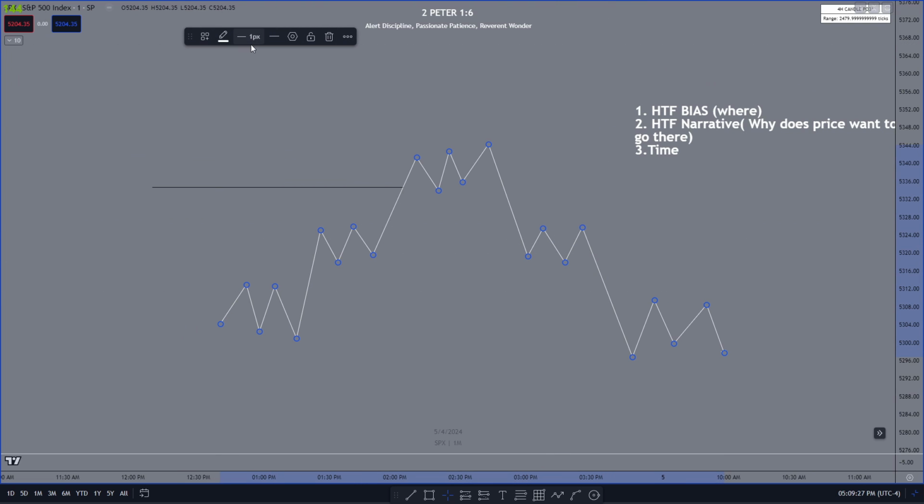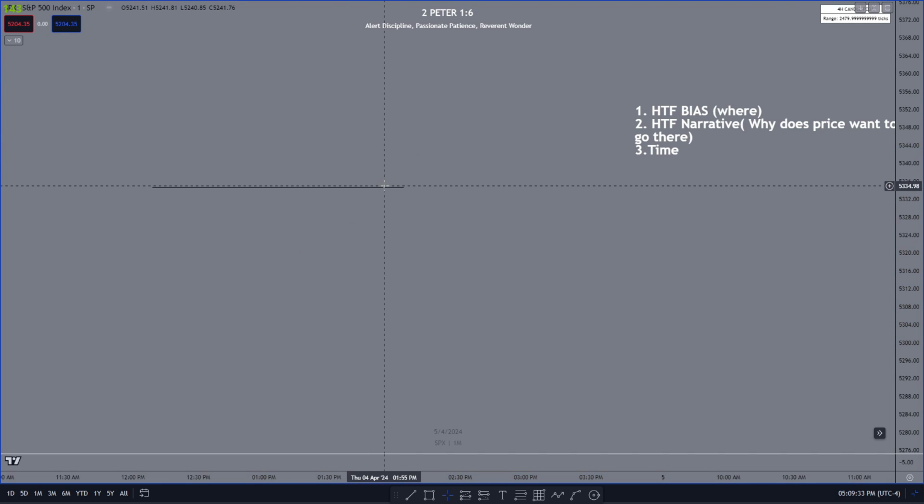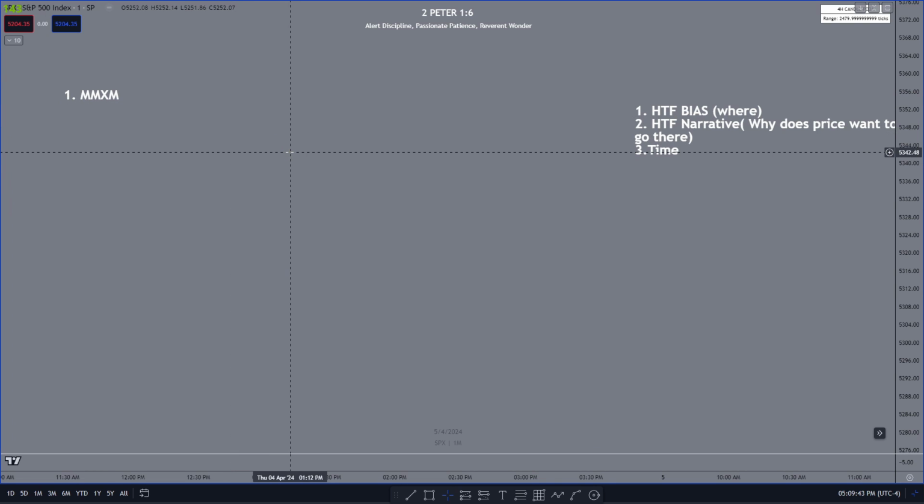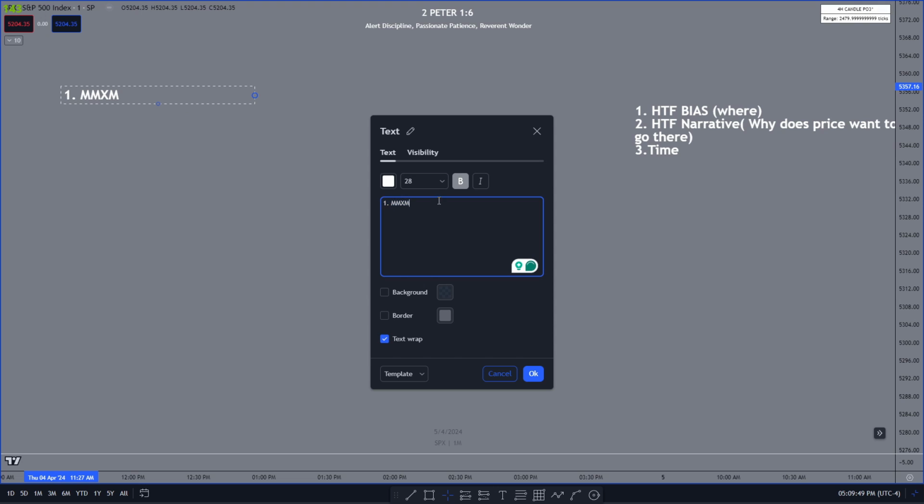So now we have this right here. Let me see if I can break it down a bit. We have this, a market maker model, right? That's one of the first things I'm looking for when I want to find my turtle soups. One, an MMXM. An MMXM, the low risk entry or the smart money reversal, is going to sweep some form of liquidity, and that is where I'll be taking my low risk entry for the turtle soup.